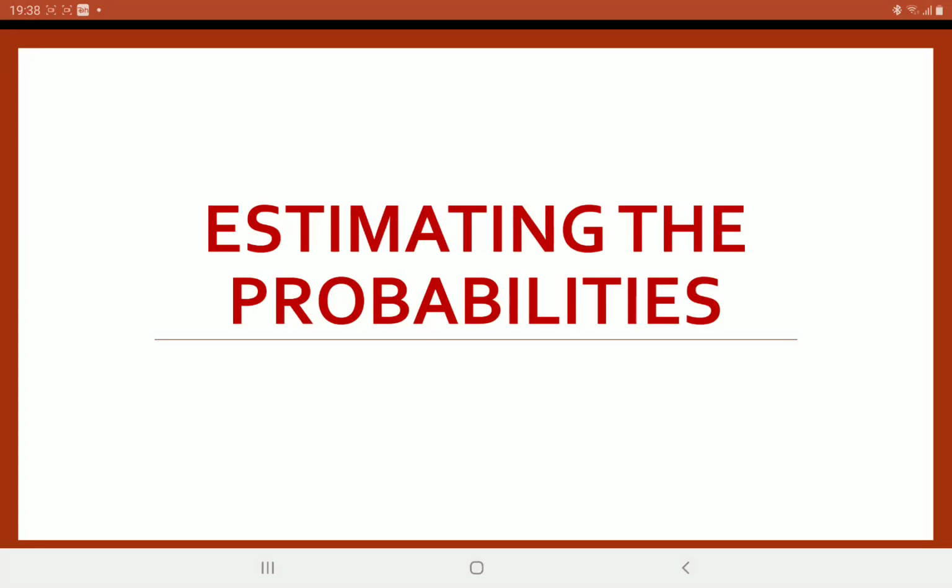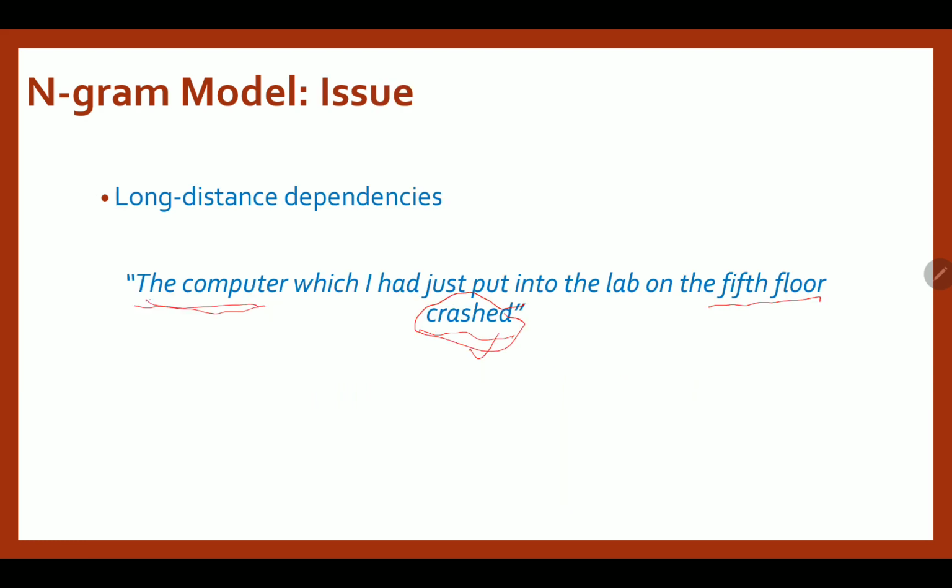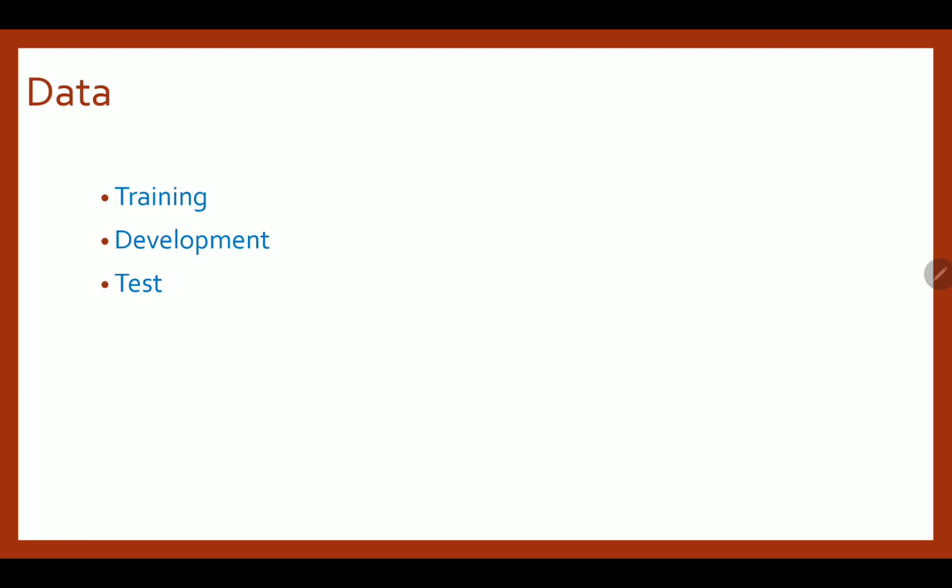So now we will discuss how to estimate these probabilities that we have discussed earlier. So that is what we are going to discuss now. Before that, we have to understand that we will get three types of data. One is the training data, and we will use training data to estimate those probabilities.